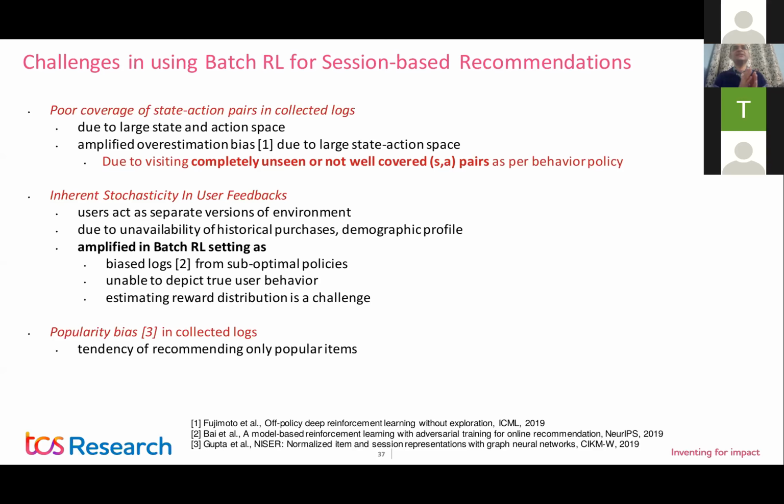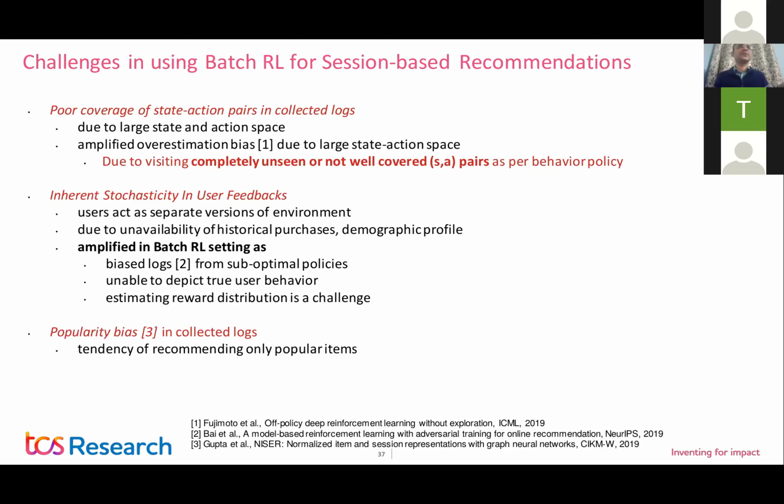So the state here is a sequence of item interactions. So that space is combinatorial in nature, right? The item catalog itself is large, and then at each step, any of these items can appear. So the state space is pretty large, and then the action space, which again is of the order of the number of items in the catalog, is also pretty large. So of course, in the historical data, all the state action pairs cannot be covered. So this is one of the main challenges in this particular setting.